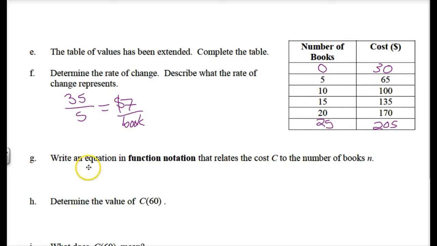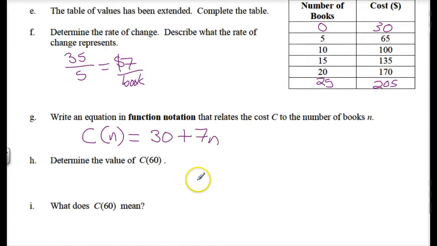Write an equation in function notation that relates the cost. So cost as a function of number of books is 30 plus 7n. So there's that fixed cost of 30 plus 7n. Now, if you're trying a function, try it out. If I put a 5 in there, that'll be 35 plus 30 is 65. If I put a 10 in there, 70 plus 30 is 100. If I put a 20, 140 plus 30 is 170. So that I can see that this does in fact work. And that's a check that you should run while you're writing a test.